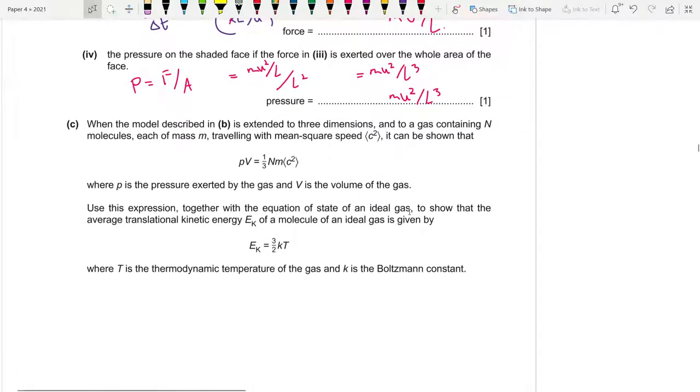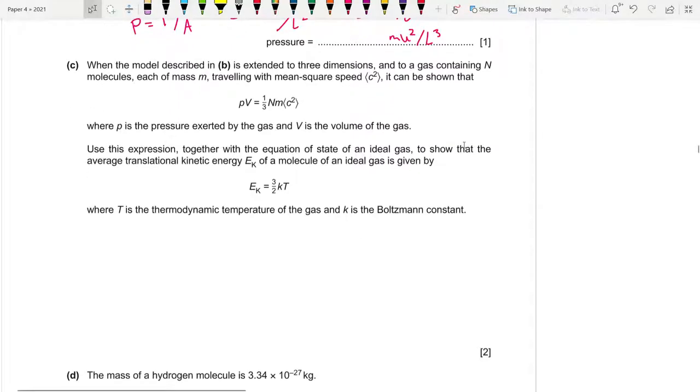Now, the derivation. When the model described in B is extended to 3 dimensions and to a gas containing N molecules, each of mass m, traveling with mean square speed c squared, it can be shown that PV is equal to 1 by 3 Nmc squared, where P is the pressure exerted by the gas and V is the volume of the gas. Use this expression together with the equation of state of an ideal gas to show that the average translational KE of a molecule of an ideal gas is given by this equation.